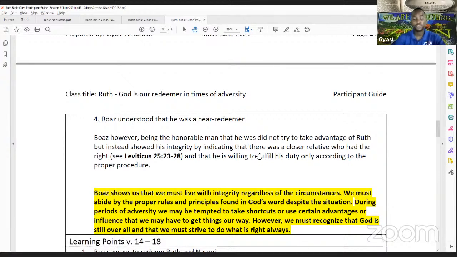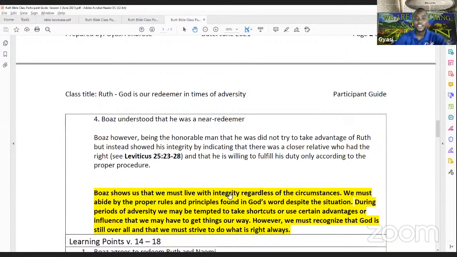And Boaz, as we saw in chapter 2, Naomi knew that Boaz was a relative of Elimelech. So she advised Ruth to go to him, to submit herself to him. And in doing so, she would be pleading, asking for Boaz to redeem her and Naomi.